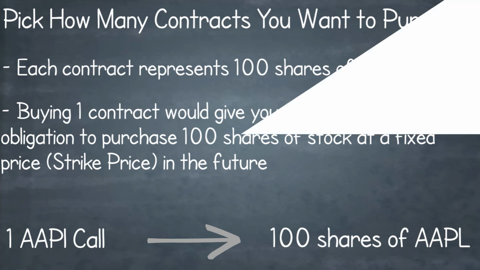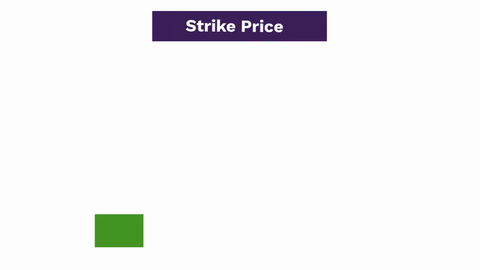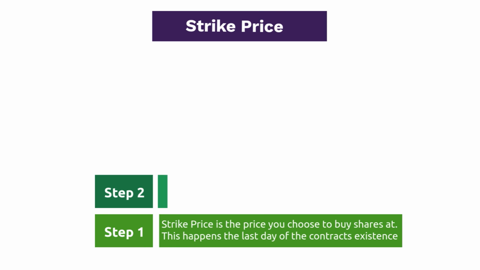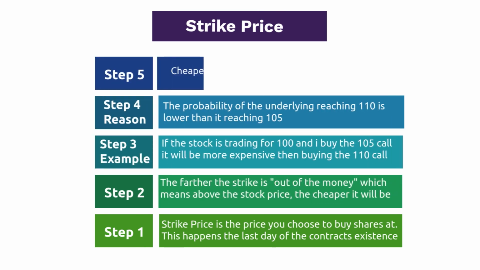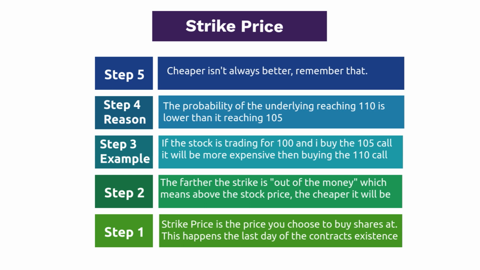The second term is strike price. The strike price is the price you choose to buy shares at. For example, if the stock is trading at $100 and I choose to buy one call with a strike price of $105, which is out of the money, that means I will have the right to purchase 100 shares at $105 at the contract's expiration date, or even before for US options.